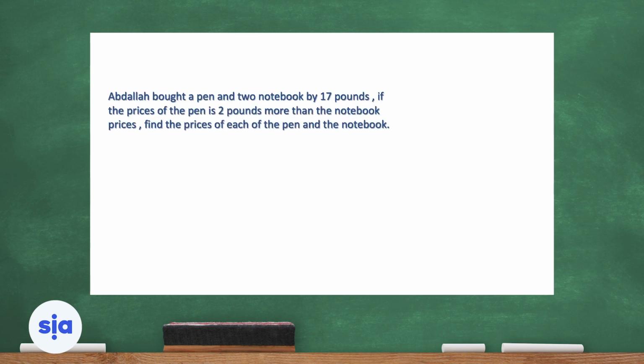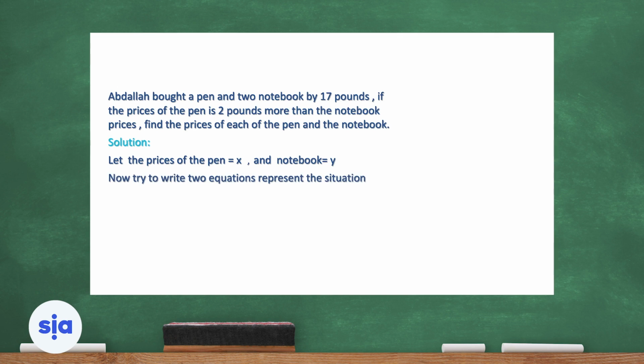In the word problem, it says, Abdullah bought a pen and 2 notebooks for £17. If the price of the pen is £2 more than the notebook price, find the price of each of the pen and the notebook. As we always start by putting a label, we're going to let the price of the pen be labeled X and the price of the notebook be labeled Y. Let's now write the two equations. In the first equation, a pen and 2 notebooks equals 17. So, X plus 2Y equals 17.